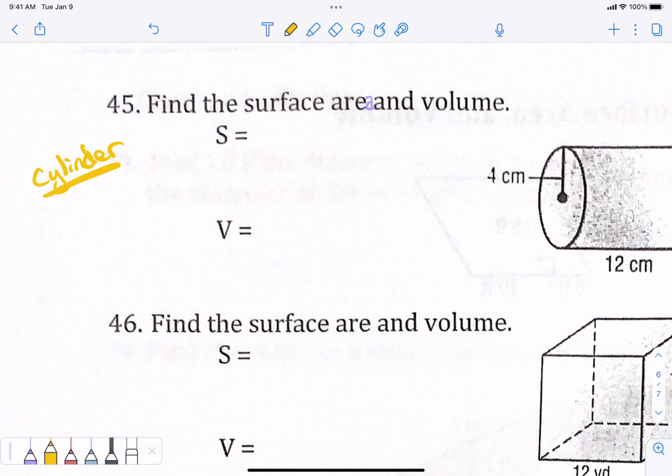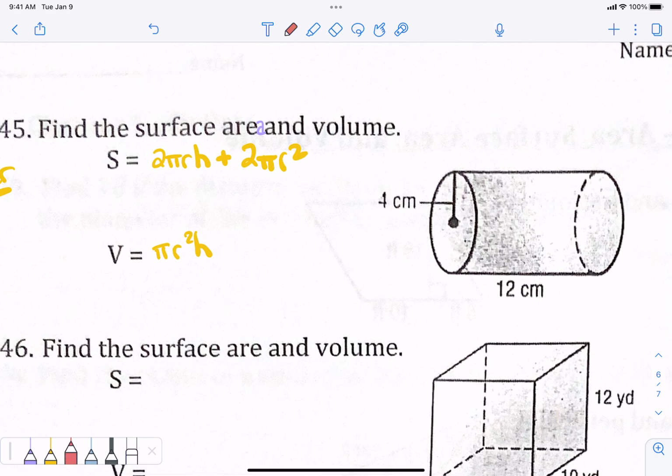I gotta think. 2 pi r h plus 2 pi r squared. There we go. I had to think about it. Volume is, don't tell me, pi r squared h. There we go.